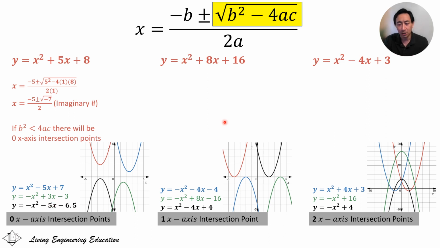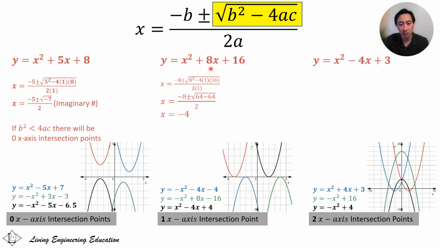All right, for the sake of completeness, let's do the same thing for the 1 point of intersection and the 2 points of intersection. So here's the example I'll do with you, and then you can do the same thing for these three examples. x squared plus 8x plus 16. I have a equals 1, b equals 8, and c equals 16. So I get negative b, which is 8, plus or minus square root of b squared, so 8 squared, minus 4ac, 4 times 1 times 16, over 2a, 2 times 1. So this gives me negative 8 plus or minus square root of 64 minus 64, divided by 2, and this gives me x is equal to negative 4.